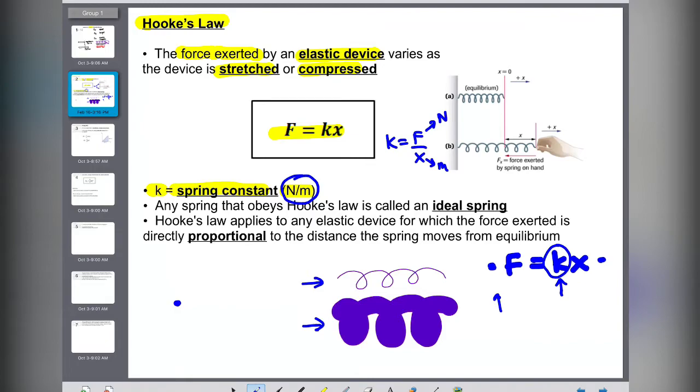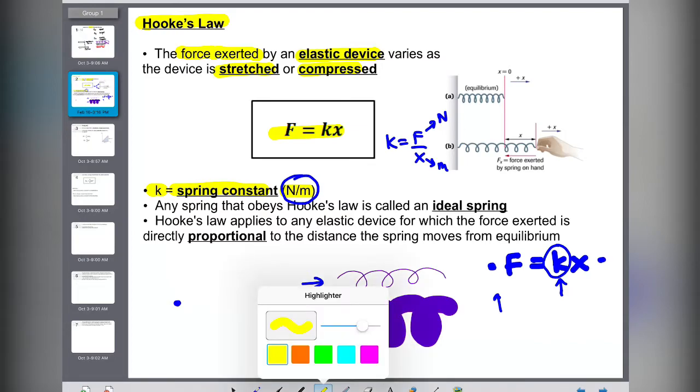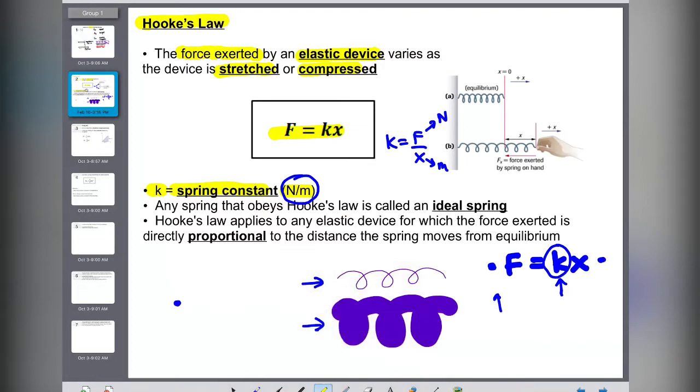Okay, and if we have any springs that actually follow Hooke's law, meaning if I increase the force, I should stretch it further, we call those the ideal spring. This is like a multiple choice question. Any springs that obey Hooke's law, we call that the ideal spring.